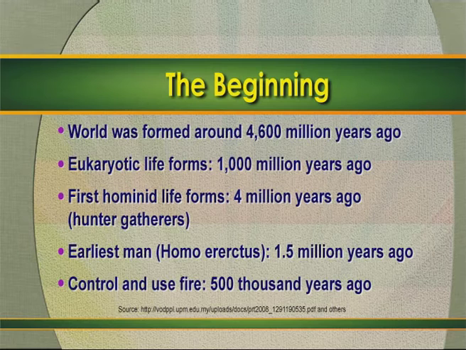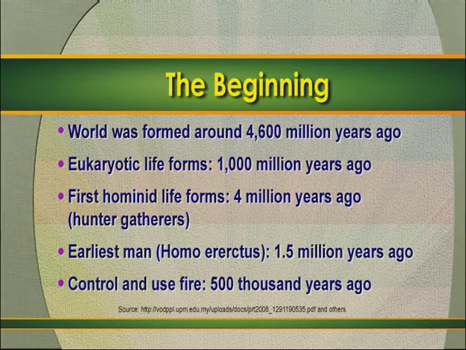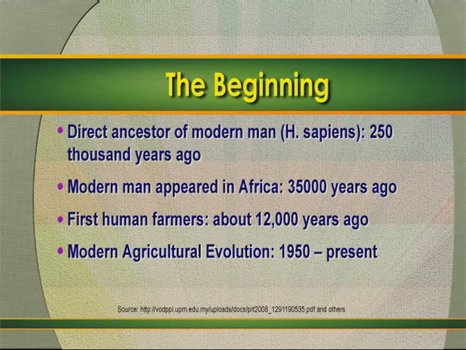They probably learned to control and use fire about 500,000 years ago. The direct ancestor of the modern man, Homo sapiens, appeared about 250,000 years ago. Then the modern man appeared in Africa around 35,000 years ago. They were distinguished from other species of genus Homo by their skills, large brain size, and small size of teeth and chin.